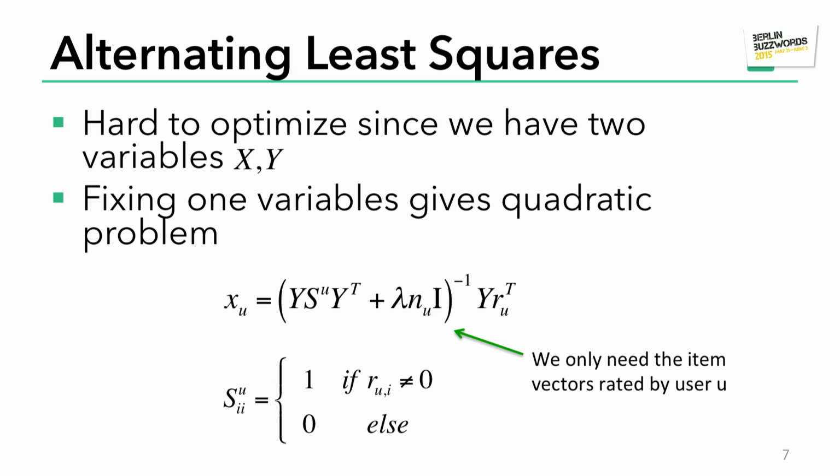If you do that, or do some reformulation of the equation, you end up with this update formula for the user vector xu. What is interesting to see here is what we actually need to compute an updated user vector. That is all the ratings the user has given, so the rating values, and only those item vectors for which the user has given a rating. That's going to be important later on.